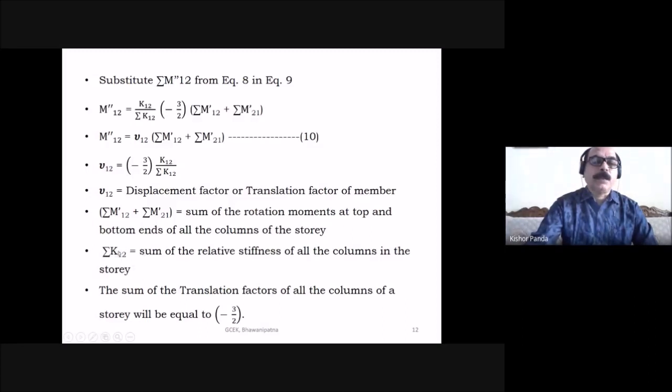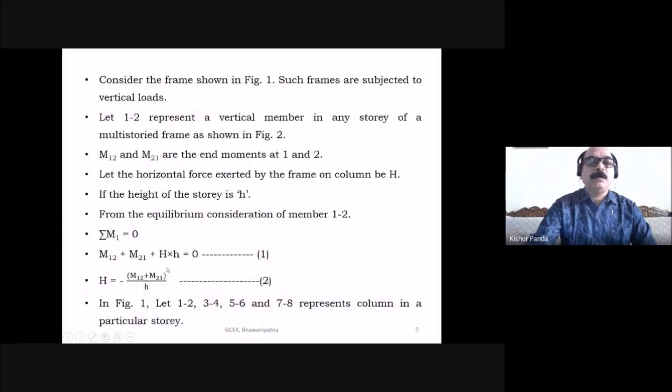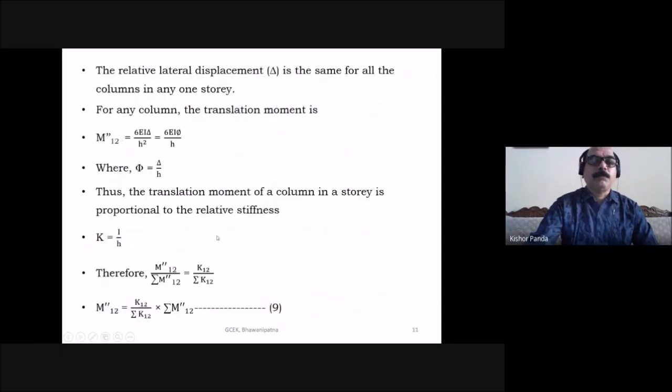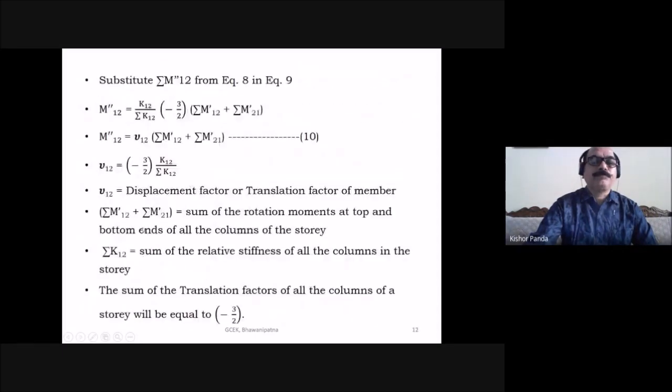So summation of k12 is the sum of the relative stiffness of all the columns in the story. The sum of the relative stiffness of all the columns in the same story. What is the relative stiffness? This one, this one, this one, and this one. So summation of k12 is equal to k12 plus k34 plus k56 plus k78. So this is equal to summation of k12, the sum of the relative stiffness of all the columns in the same story.